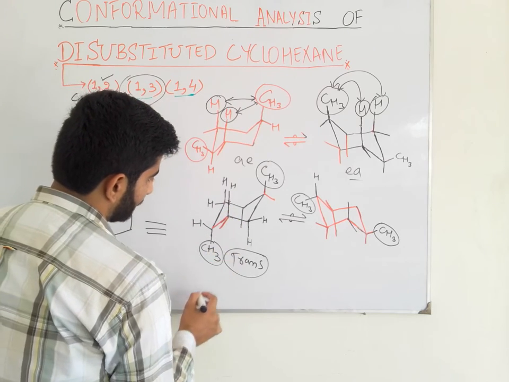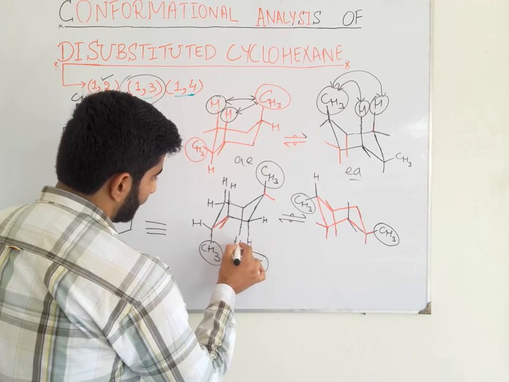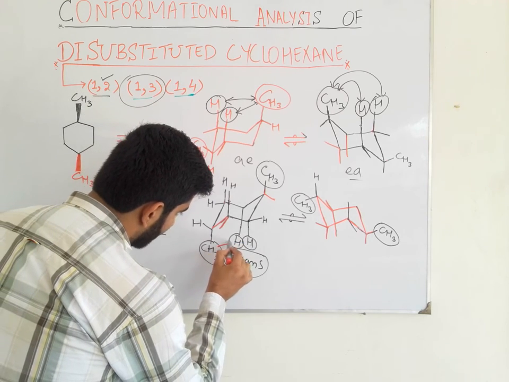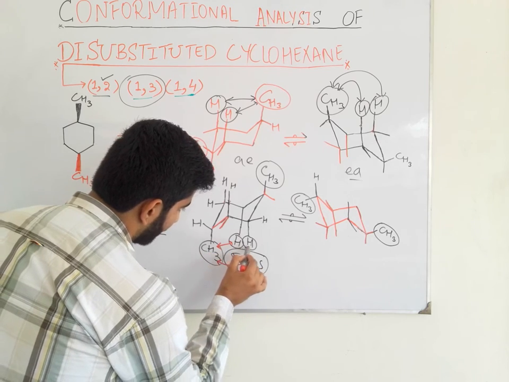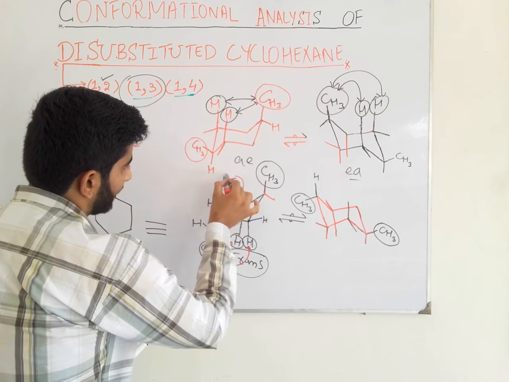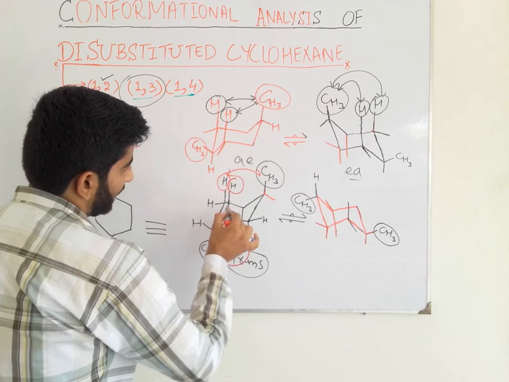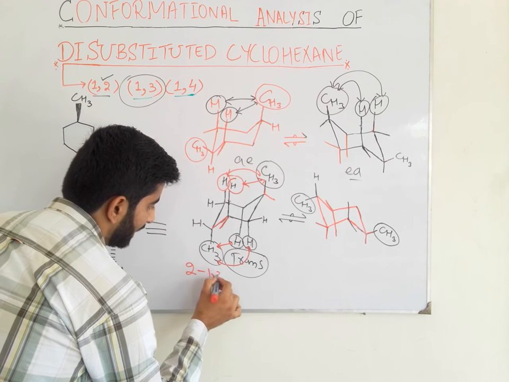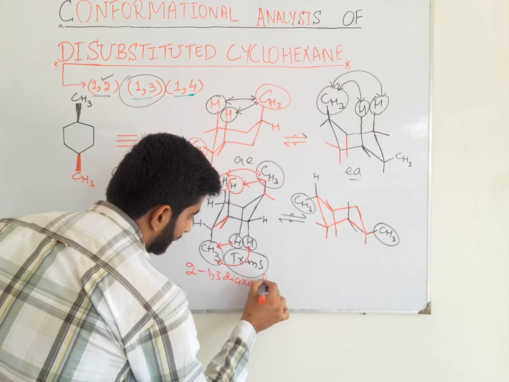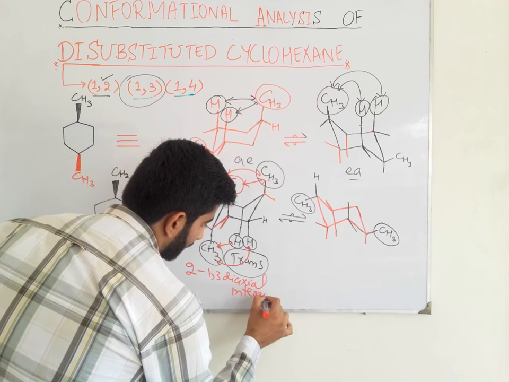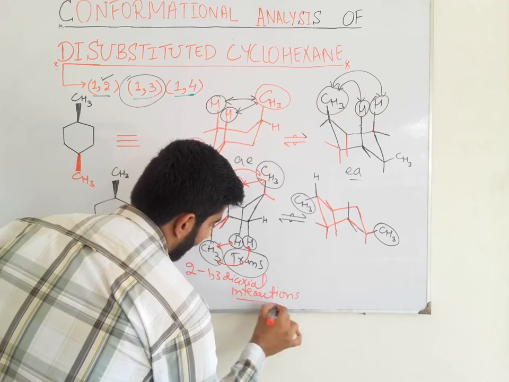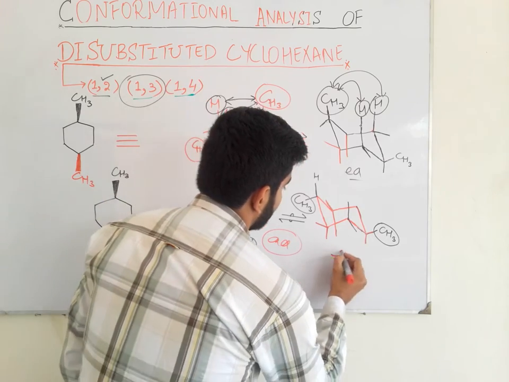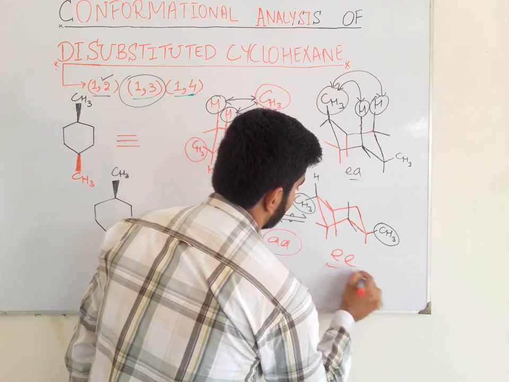So we will observe that there is a 1,3 diaxial interaction between this methyl group and this hydrogen, this methyl group and this hydrogen. Similarly, there is 1,3 diaxial interaction between this methyl group and this hydrogen, this methyl group and this axial hydrogen. So there are 1,3 diaxial interactions present in the AA conformation of 1,4-dimethylcyclohexane. In the EE conformation, no 1,3 diaxial interaction is present, so this is the stable conformation, that is the equatorial conformation.